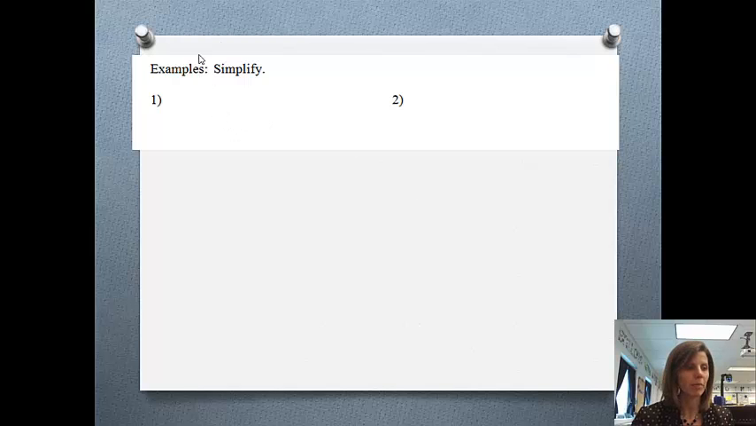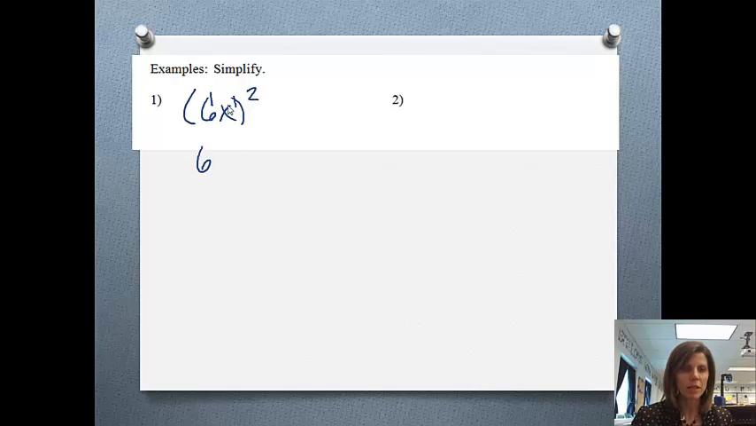Okay, example number 1, all of these will be simplifying the expression. The first one is going to be 6x, and this will be raised to the second. The first thing that I like to do is put a 1 on anything inside the parentheses that doesn't have a power, so there actually are two parts with no powers. Since there are two terms, we're going to distribute that 2 to both of those.